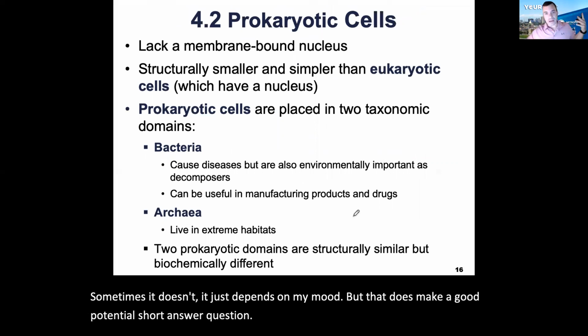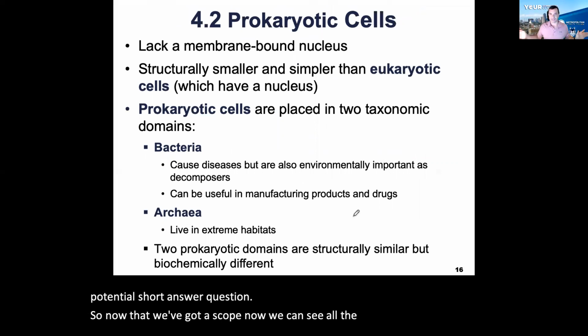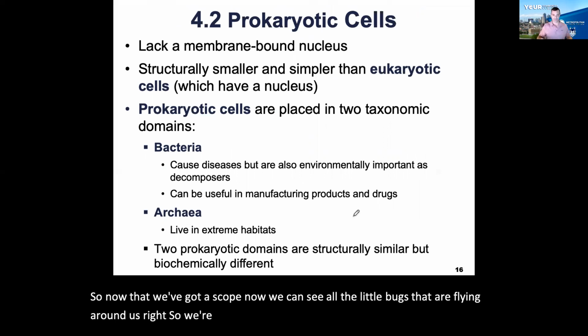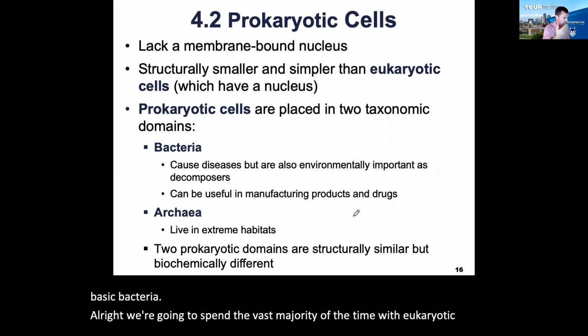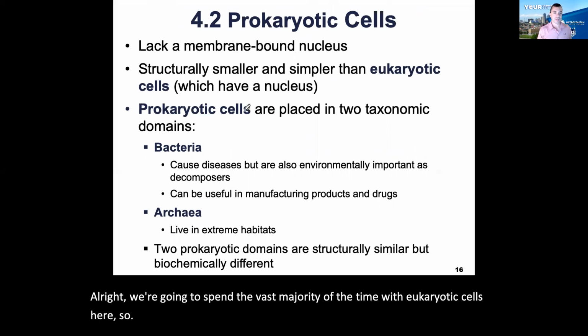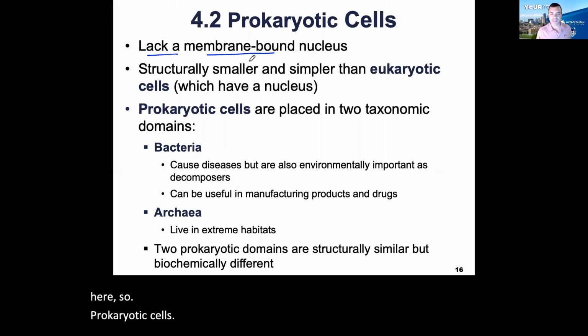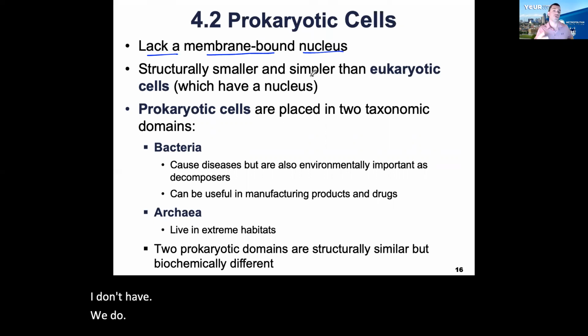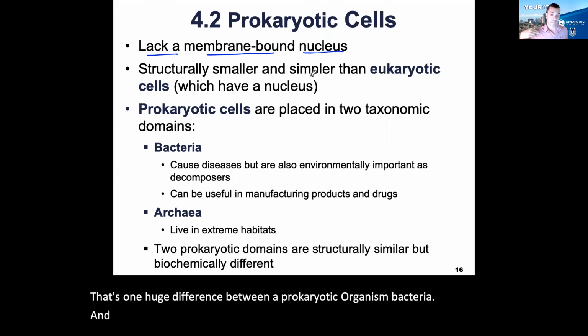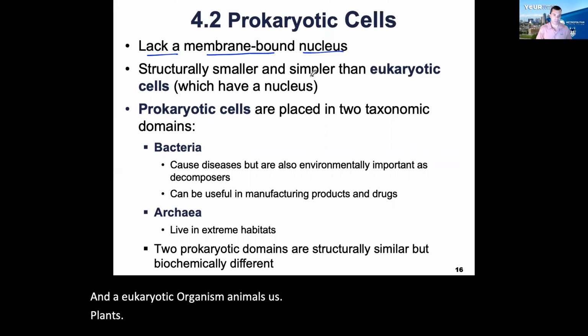So now that we've got a scope, we can see all the little bugs that are flying around us, all right? So we're going to start with prokaryotic cells first. These are the basic bacteria, all right? We're going to spend the vast majority of the time with eukaryotic cells here. So prokaryotic cells. The big thing about these guys is that they lack a membrane-bound nucleus. They don't have it. We do, okay? That's one huge difference between a prokaryotic organism, bacteria, and a eukaryotic organism, animals, us, okay? Plants, all right? We have that membrane-bound nucleus.